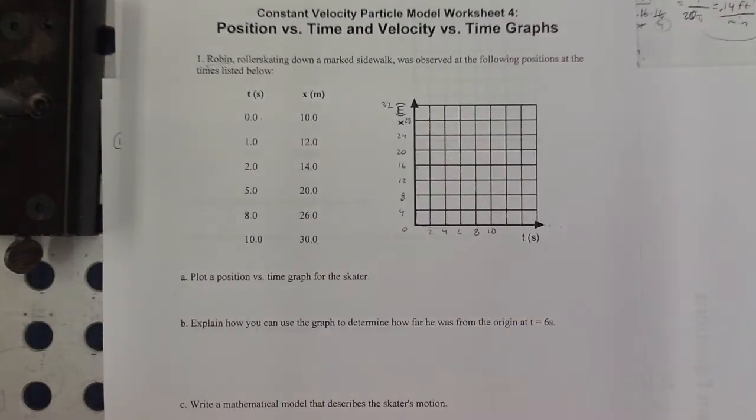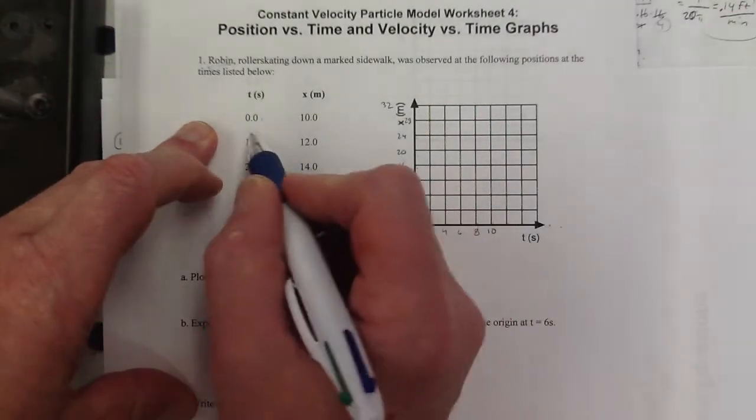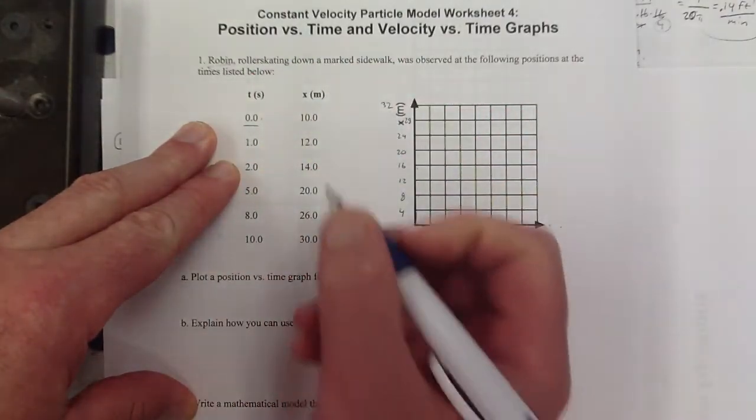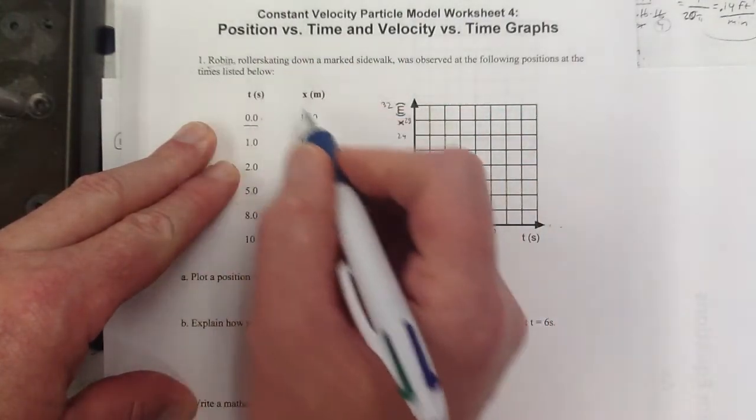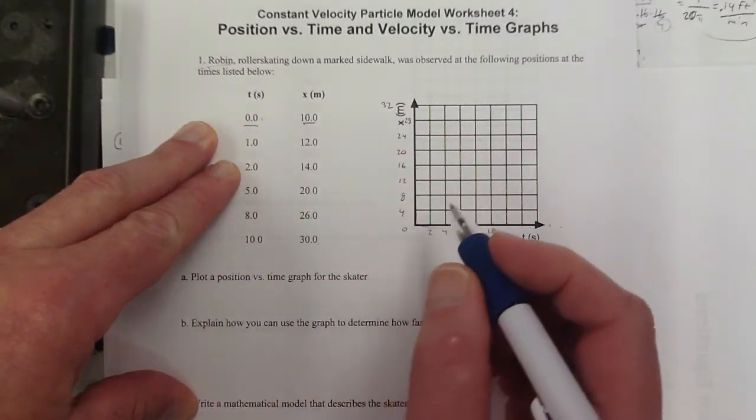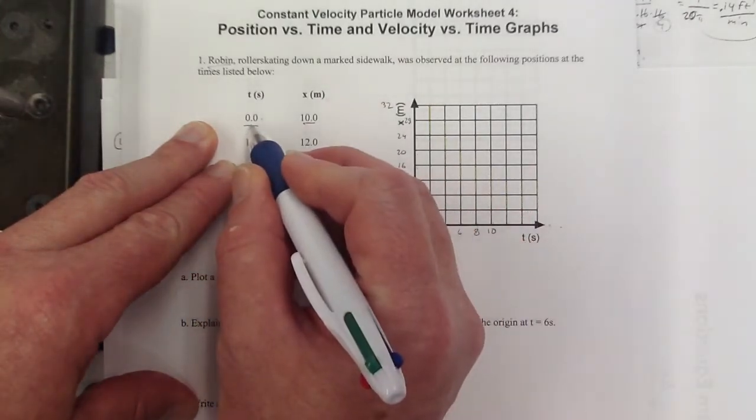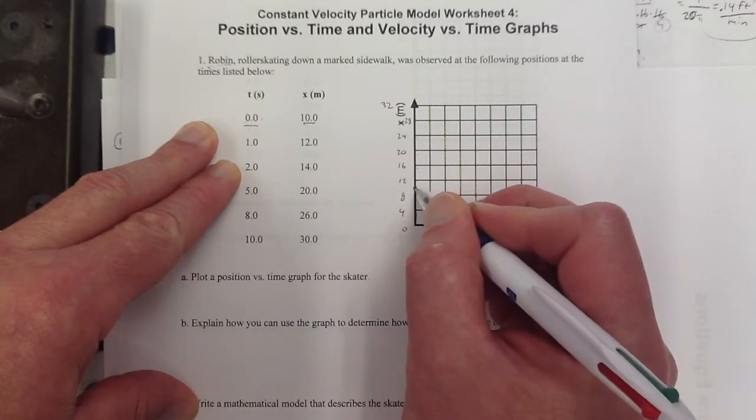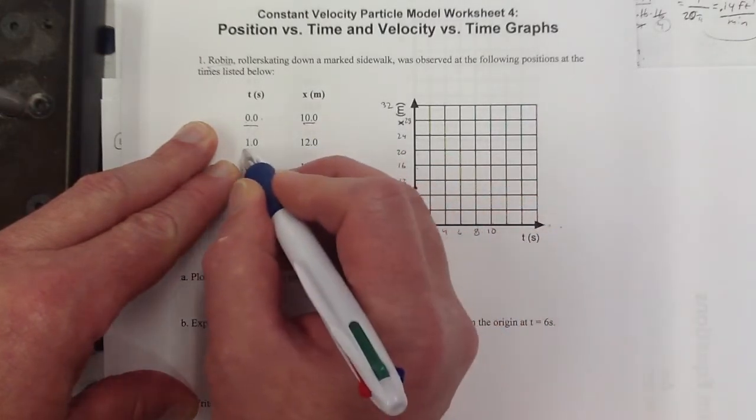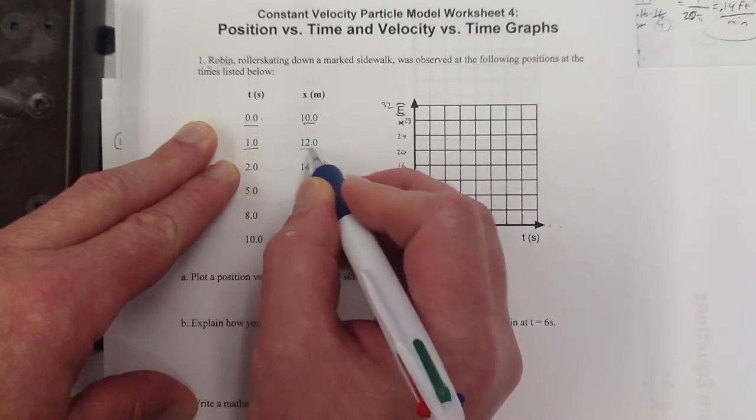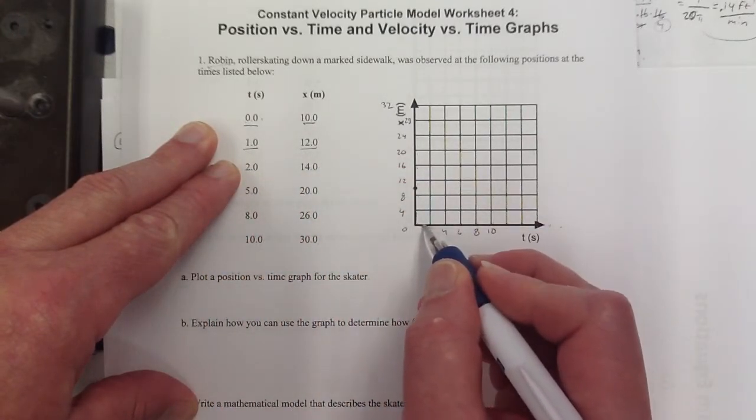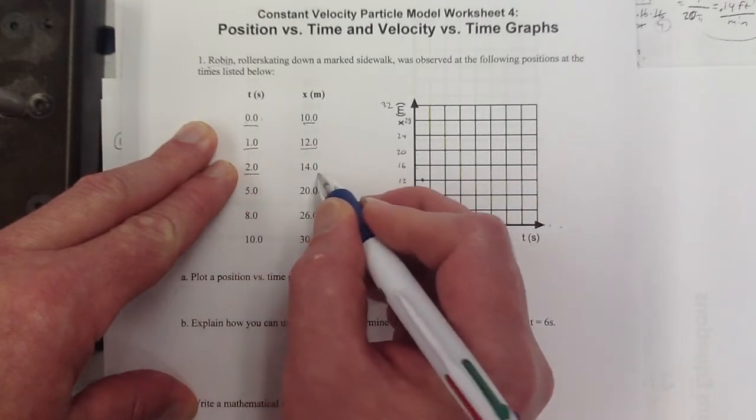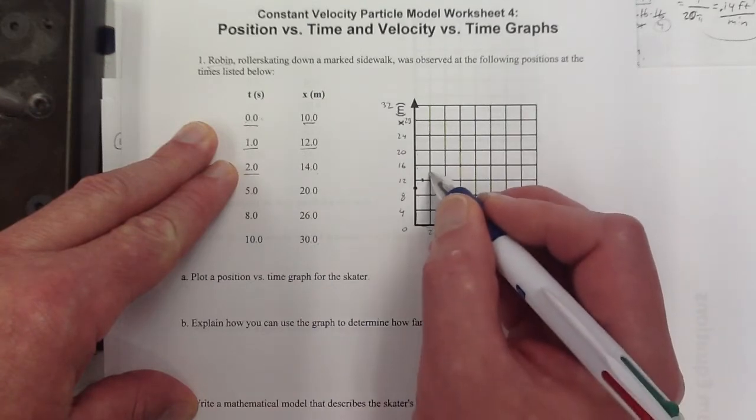All right, let's plot these. So at time 0, he, she, Robin's kind of a gender-neutral name, so could be he, she, they. So time 0, and position 10 meters. Time 1, position 12 meters. So time 1, that's halfway here. Position 12 meters. Time 2, position 14 meters.